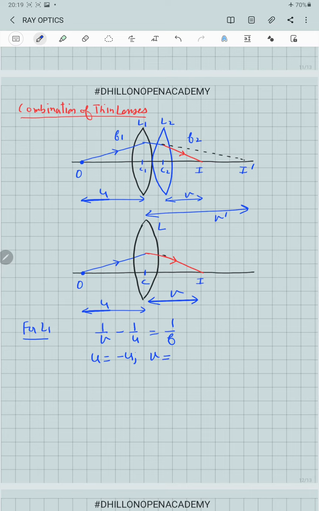L1 is forming the final image at the point I dash, which is at distance v dash from its optical center. So v will be equal to plus v dash, and f will be equal to plus f1. So our lens equation becomes 1 over v dash plus 1 by u equal to 1 by f1. We take it as equation number 1.